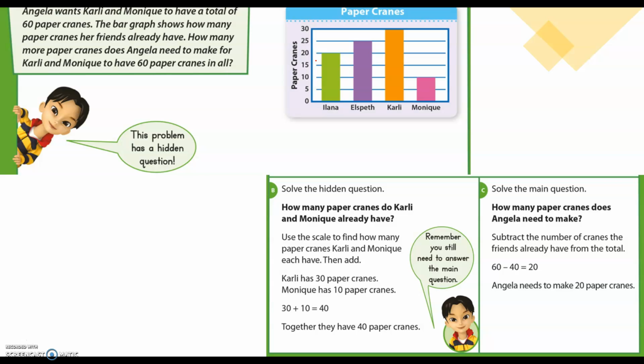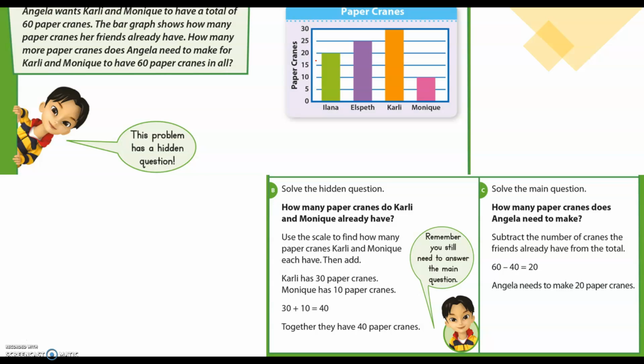Angela wants Carly and Monique to have a total of 60 paper cranes. The bar graph shows how many paper cranes her friends already have. How many more paper cranes does Angela need to make for Carly and Monique to have 60 paper cranes in all?